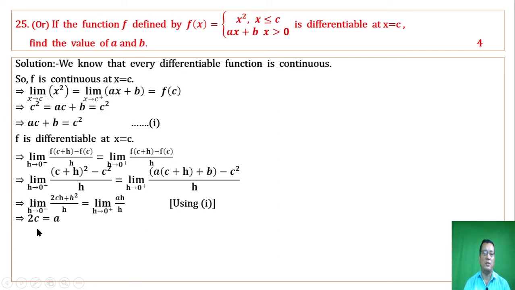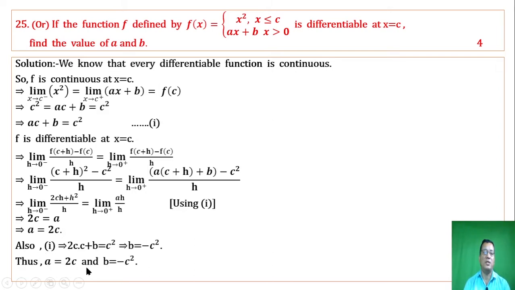We get twice c equal to a. We have to find out a and b. c is the given quantity, therefore the value of a is twice c. Put this value in the above equation 1. We have b equal to minus c square. Thus a is twice c and b is minus c square.